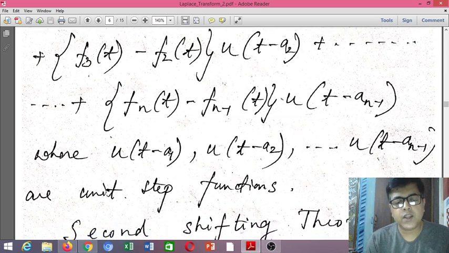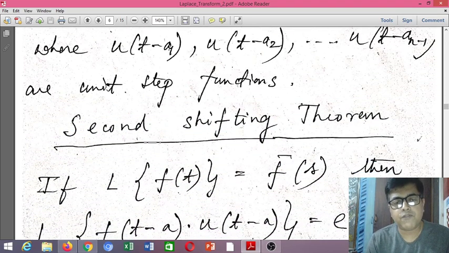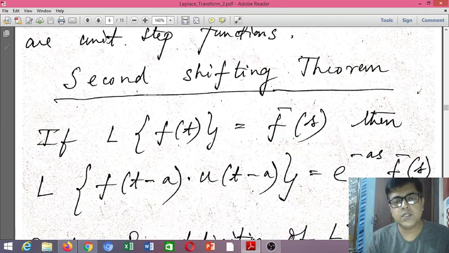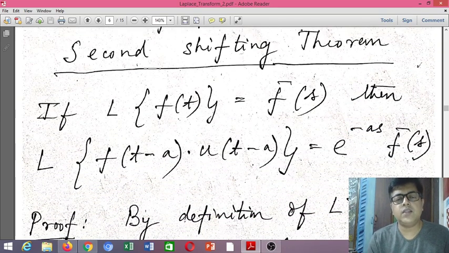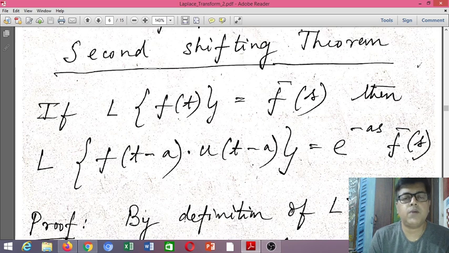Okay, so this is very, very important. Now we come to another very, very important theorem of Laplace transform. This is called the second shifting theorem of Laplace transform. If you remember, while teaching in class, I discussed the first shifting theorem of Laplace transform. Now today I'll be discussing the second shifting theorem.